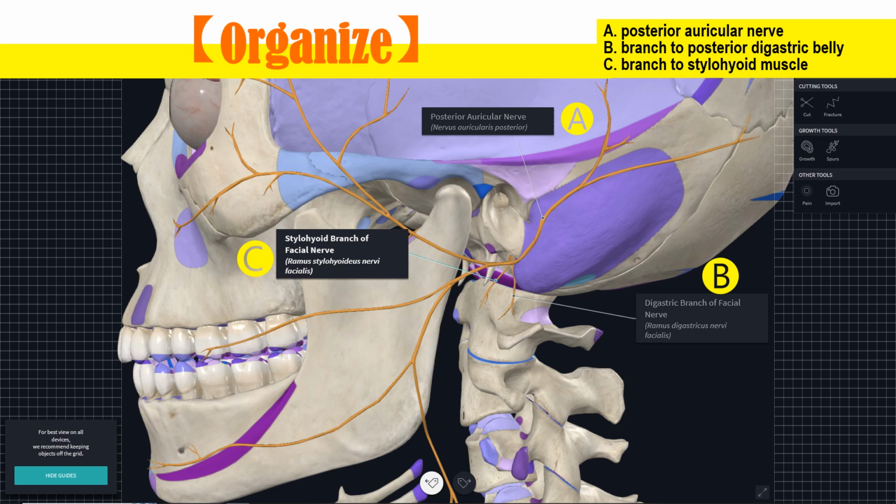Next, we have branches B and C, both of which travel downward towards the neck. In this area, there are two muscles that are closely associated with each other, the posterior belly of the digastric muscle and the stylohyoid muscle. Therefore, the B and C branches go to these two muscles.